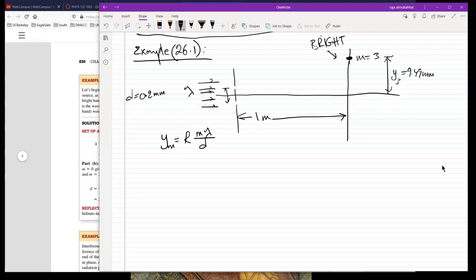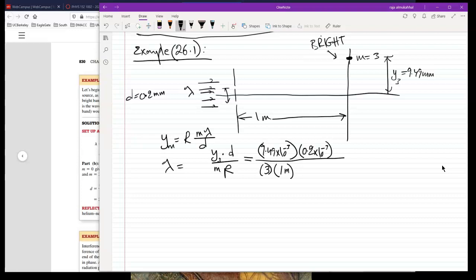So all you need is just to solve for lambda. So lambda in this case is going to be equal to Y sub 3 D over m r, correct? Is that right? So we plug it in. Everything is given to us. So y sub 3 is 9.49 times 10 to the negative 3, times D, which is 0.2 times 10 to the negative 3, divided by m, which is 3, times r, which is 1 meter. And then we calculate that.